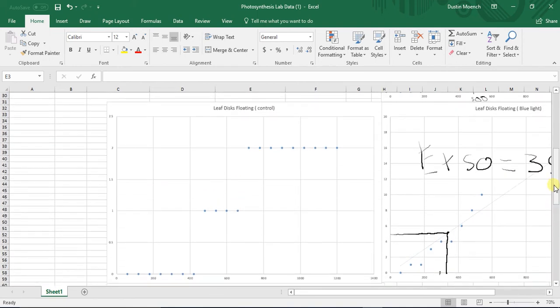And then I got my control here. Now my control is going to be really weird because we're supposed to have gotten 0. Now there's some error for that, obviously, because there were leaf discs that floated.